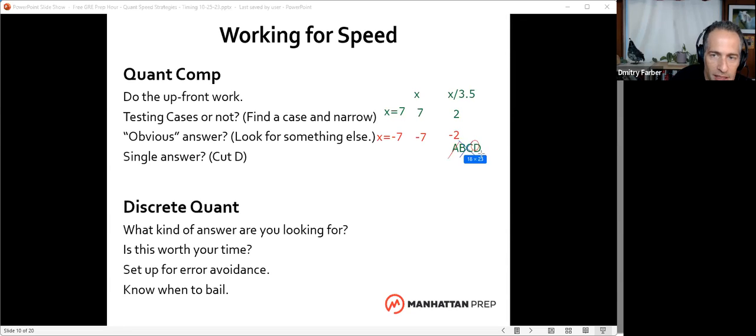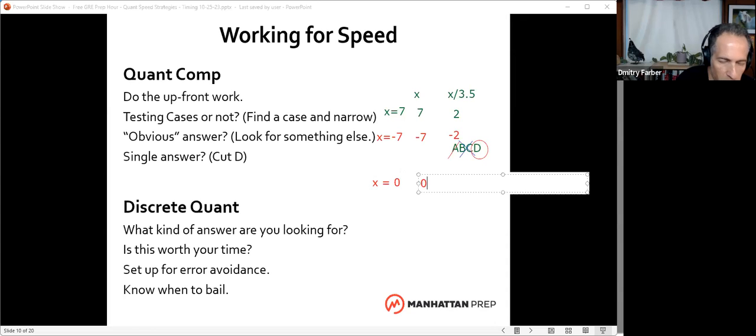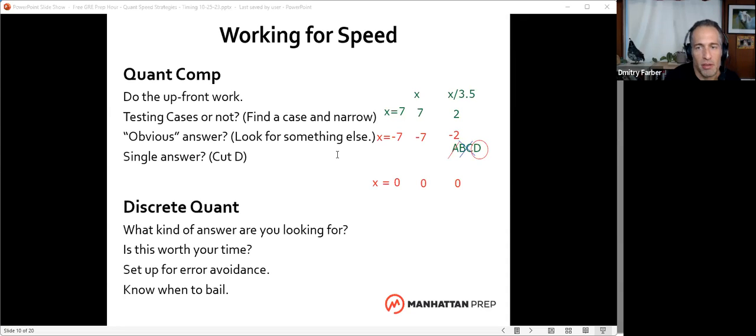I don't need any other cases, but another way I could have proven that would be 0, right? If X is 0, then both quantities are 0. 0 doesn't get any smaller or bigger when you divide by something. It's still 0, right? So that would also work. You don't need both. You just need to think of one.